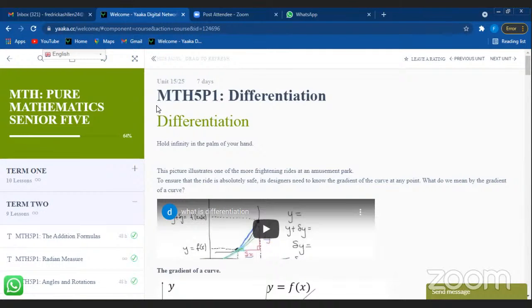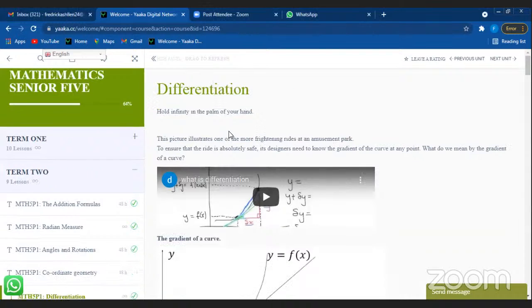Welcome. So today we are looking at differentiation, and we shall basically focus on the introduction part of differentiation. And I expect that you have done some little reading on the work that I sent you on the site. So who can read for us this first sentence? By show of hand. Yes, Joel.